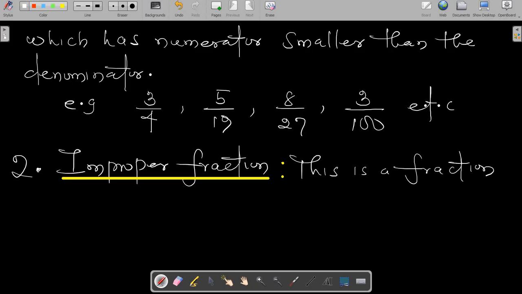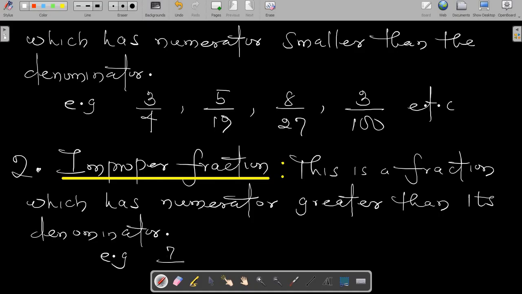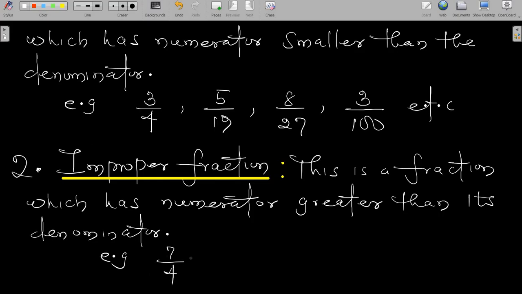This is a fraction which has a numerator greater or bigger than its denominator. Okay, so let me pick some examples of this. 7 all over 4. You can see this time around the numerator is bigger than the denominator.